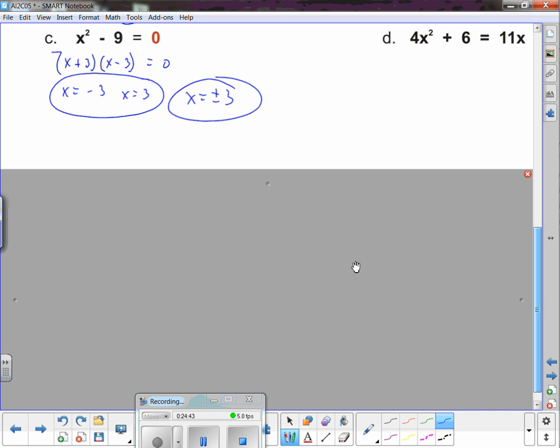Okay, look at D. So somebody raise your hand, and what do you notice immediately on D? Leah? It doesn't equal 0. You have to, on D, right, David, get it equal to 0? So hopefully you're going to add a negative 11x to both sides. Normally I wouldn't show this in Algebra 2, but just to help some of you, now I have 4x squared minus 11x plus 6 equals 0. And now I'm ready to factor, right?